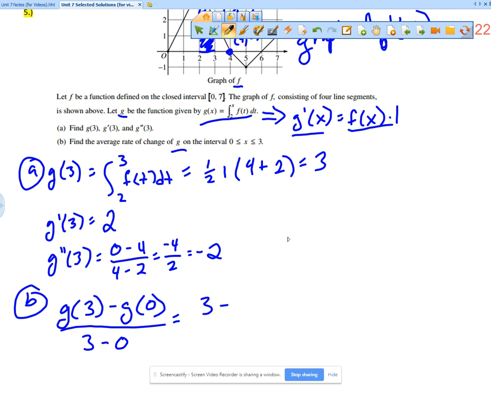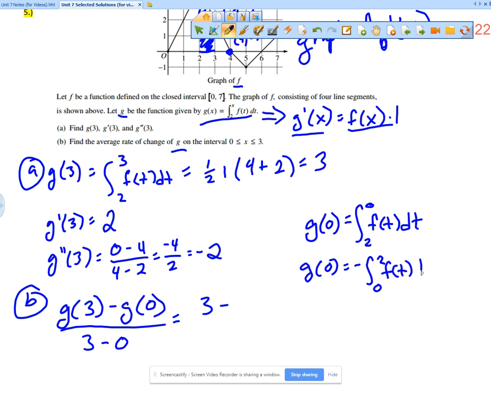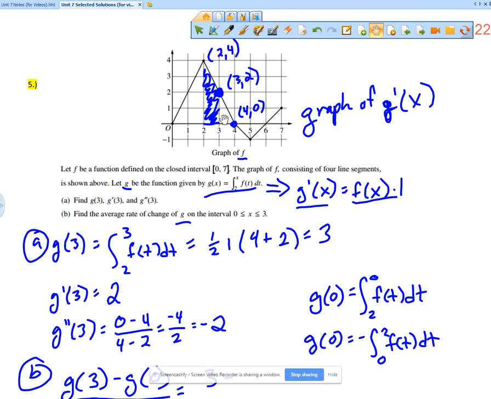All right, so now we're going to have to do a little work on the side. What is g of 0? That would be the integral from 2 to 0 of f of t dt. So g of 0 would be the opposite of the integral from 0 to 2. I can flip those limits. So what is the integral from 0 to 2? Well, let's go back up to the picture. The integral from 0 to 2 is this area of the triangle.